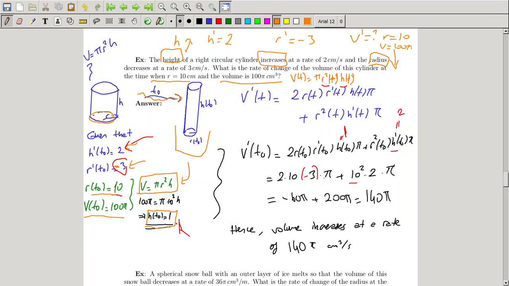All you have to do is differentiate v, but before that, what is h at t0? This is not known, but you can find it by putting the values into the given formula.